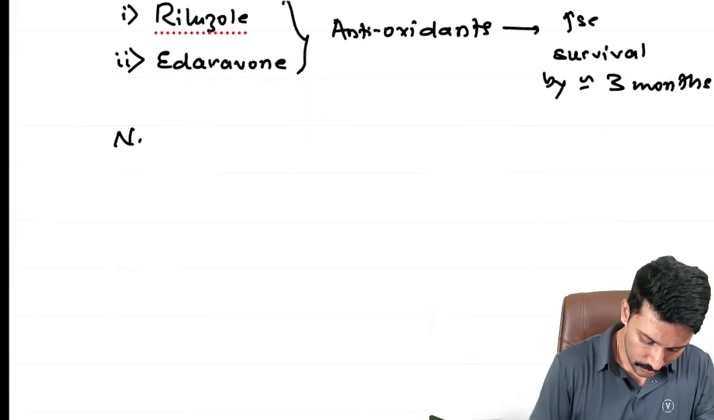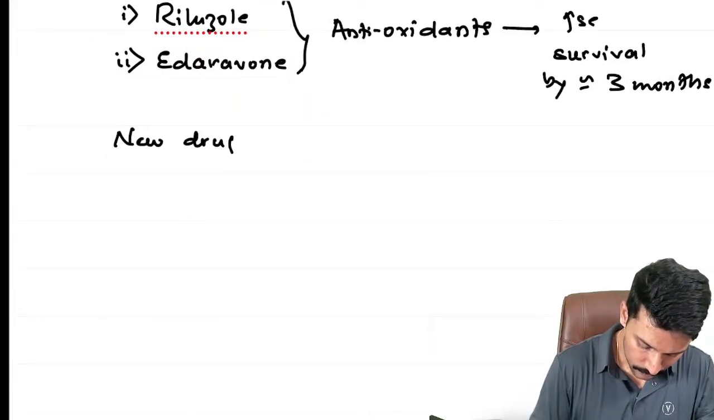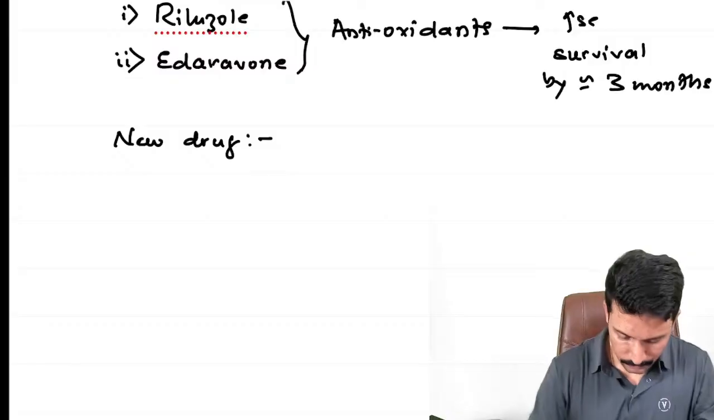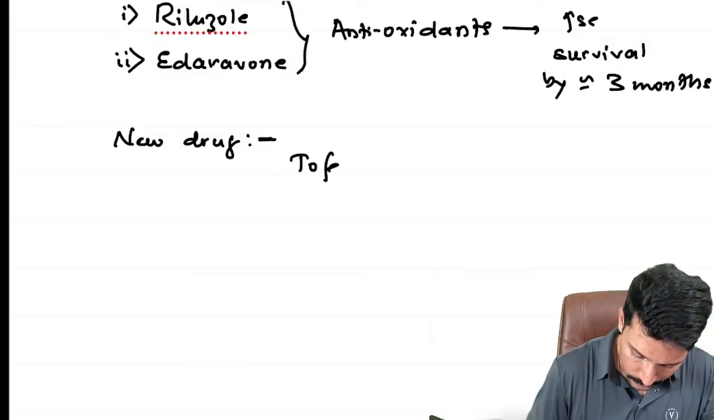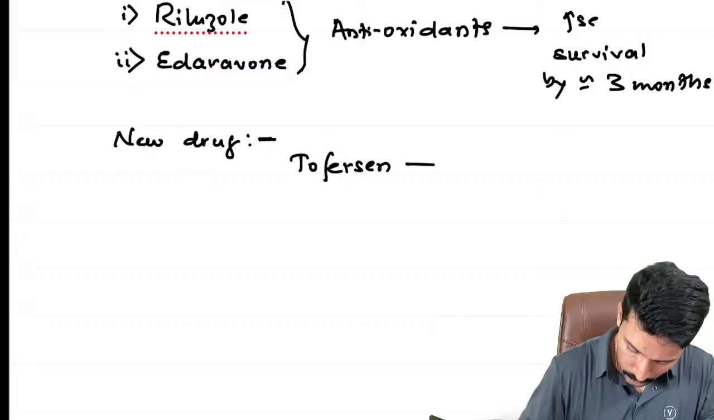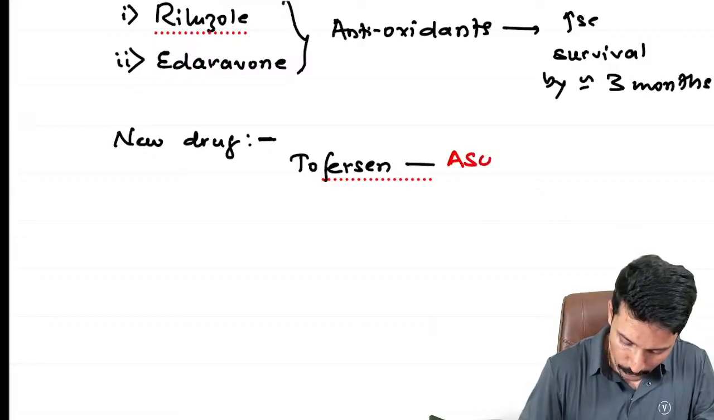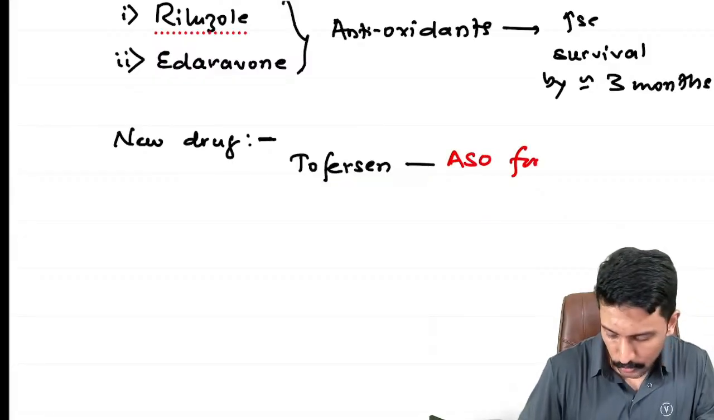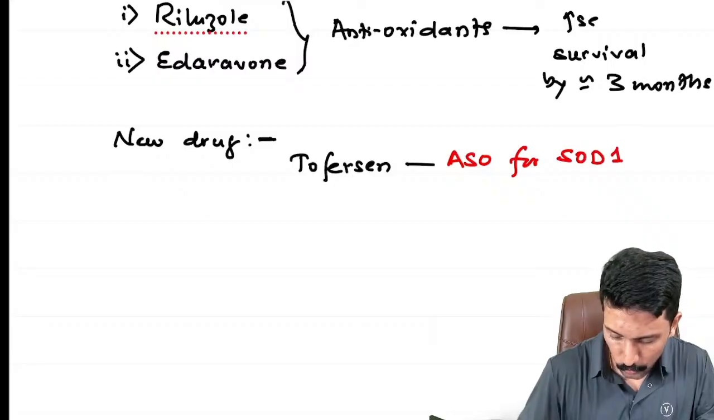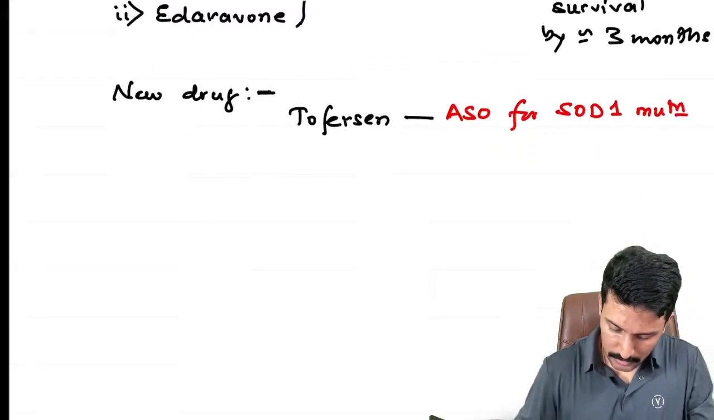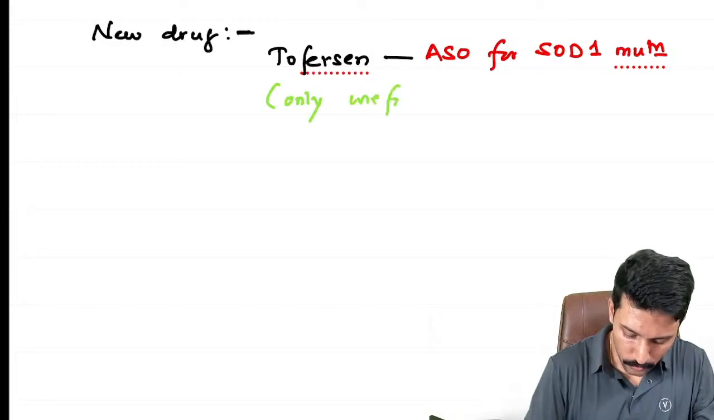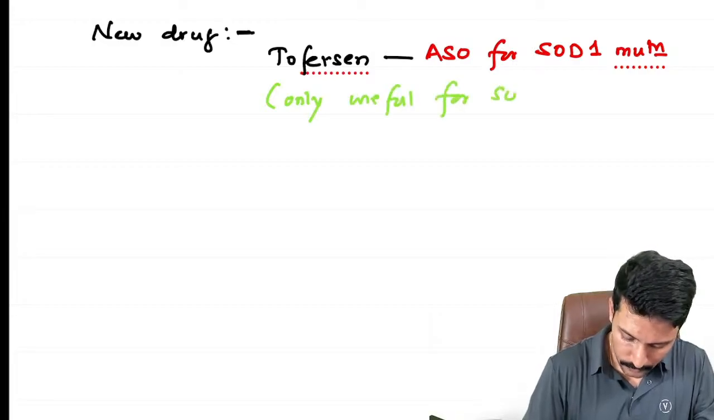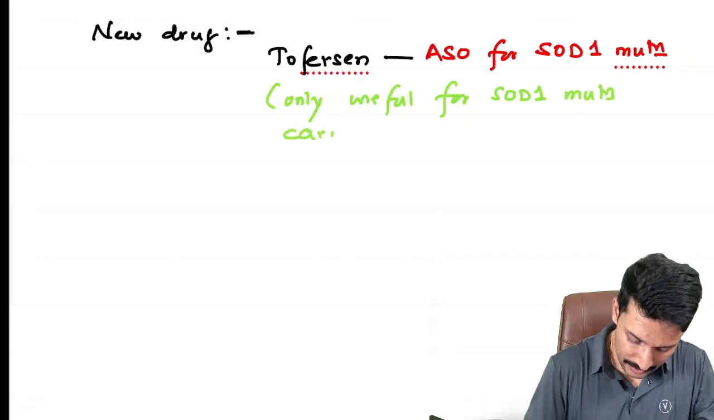And we have a new drug, and the new drug is tofersen. Tofersen is an antisense oligonucleotide for superoxide dismutase 1 mutation. That means it is only useful for SOD1 mutation carrying ALS.